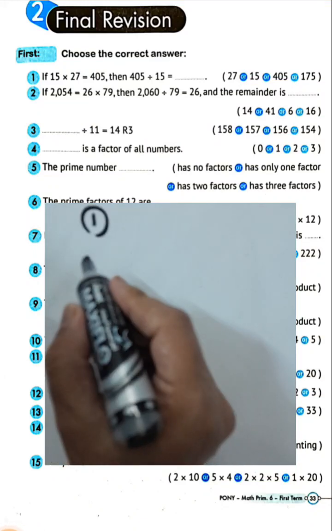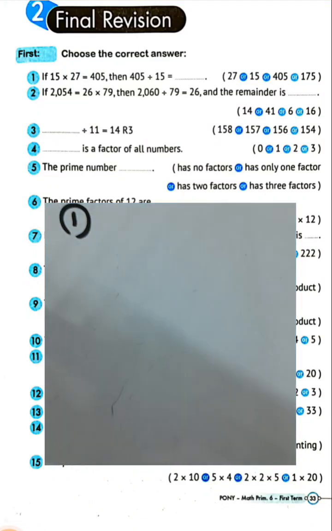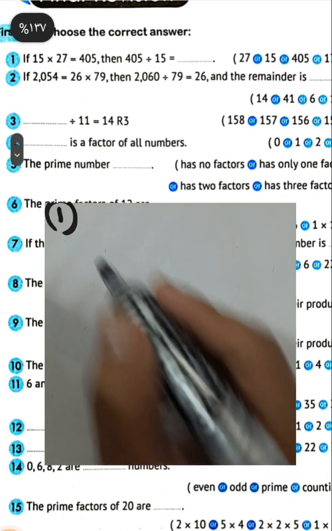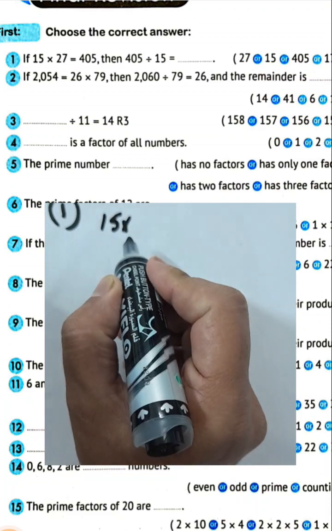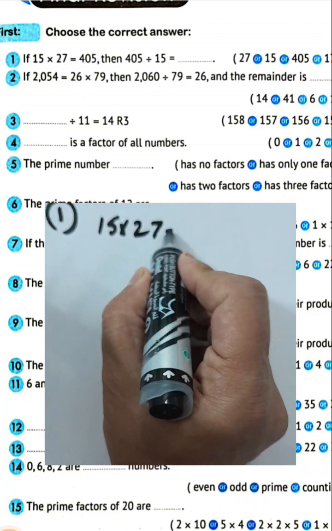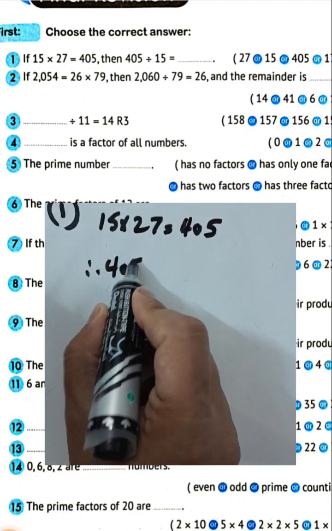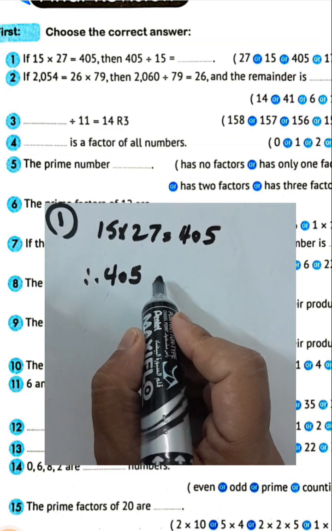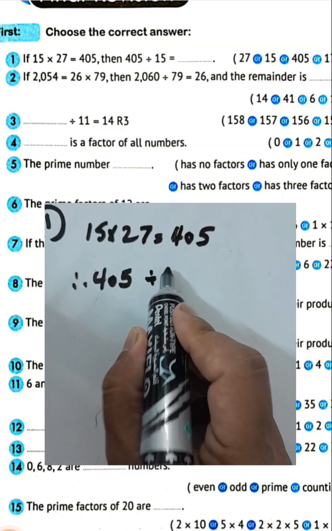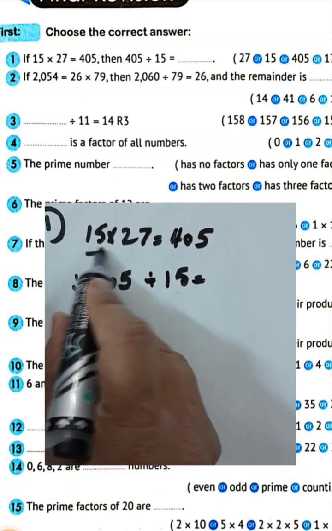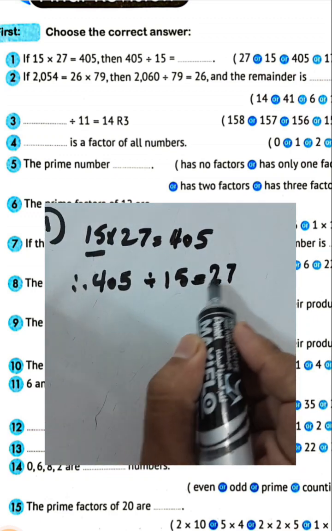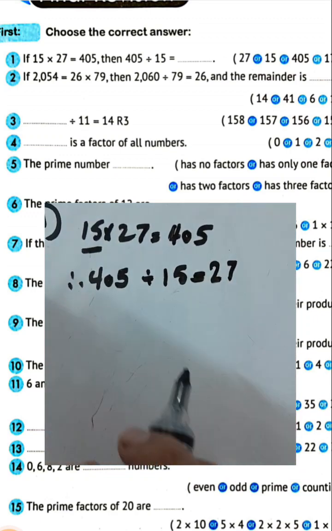Question number 1. If 15 times 27 equals 405, then 405 divided by 15 equals what? Equals 27. We have 15 multiplied by 27 equals 405. Then 405 divided by 15 equals 27, because 15 times 27 equals 405.